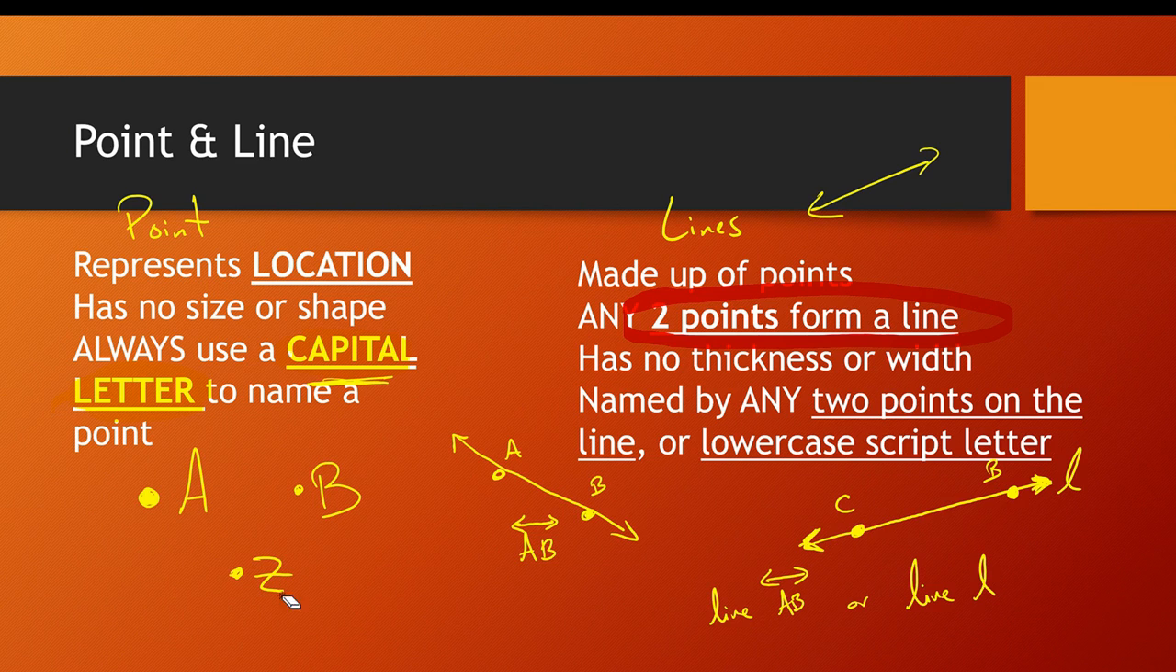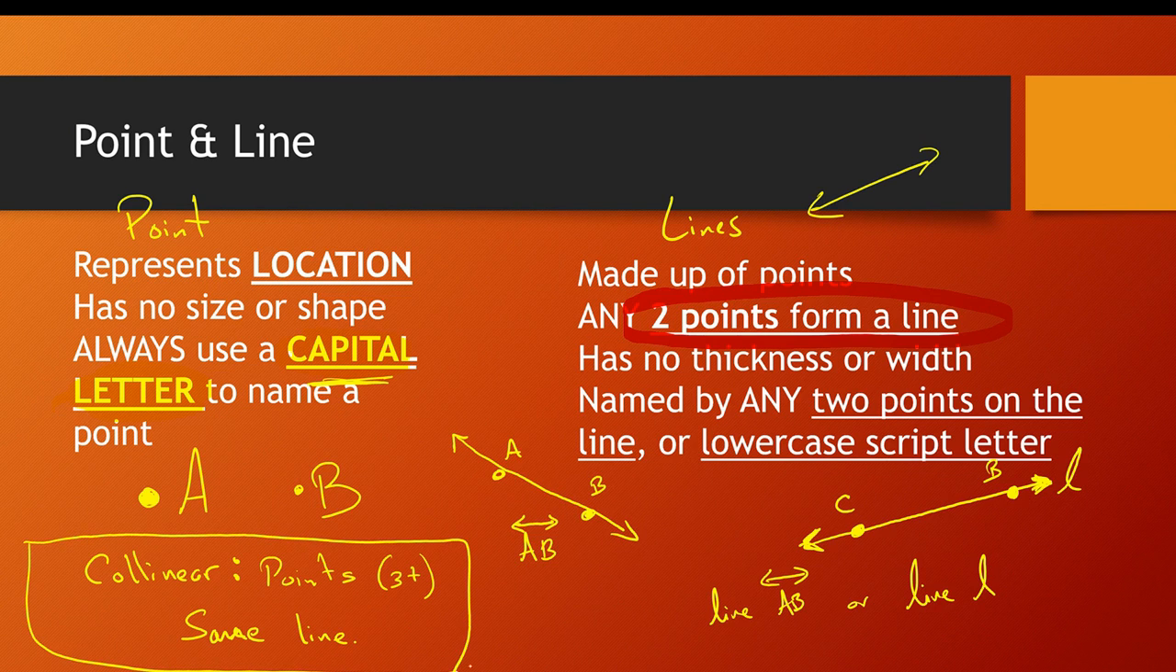There's one more word I want to talk to you guys about. It's called collinear. Collinear just means points, more than one, or in this case more than two, 3 plus, that are on the same line. That's it. So collinear points are points that are on the same line. And non-collinear simply means points not on the same line. Okay.